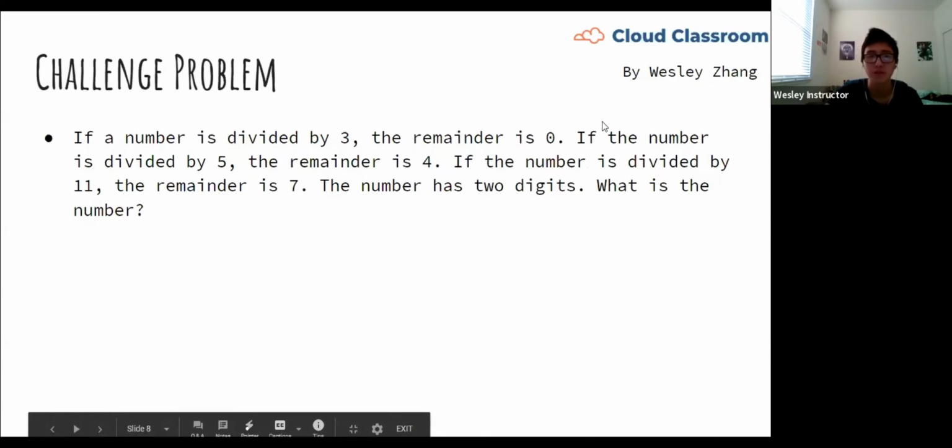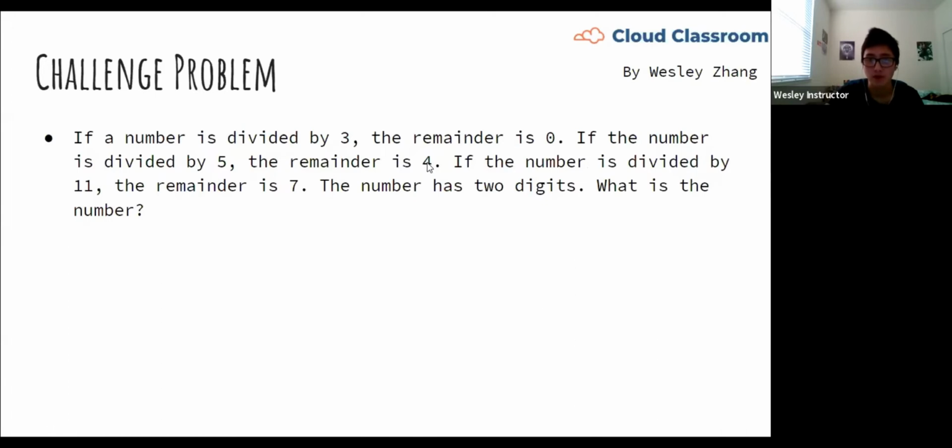So we go here. If the number is divided by 5, the remainder is 4. So if you guys remember, every number that's divisible by 5 ends with a 0 or a 5. So if the remainder is 4, that means our number has to end in a 9 or a 4. That is 5 minus 1 and 10 minus 1. So 9 and 4. So in our list of 18, 29, 40, 51, 62, 73, 84, and 95, only 29 and 84 end in a 9 or a 4.